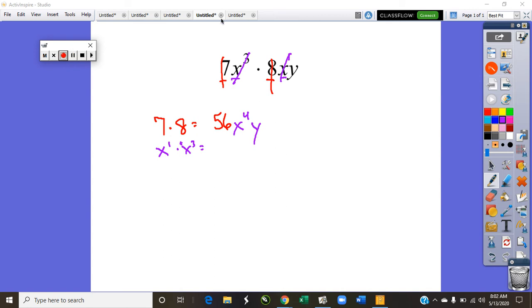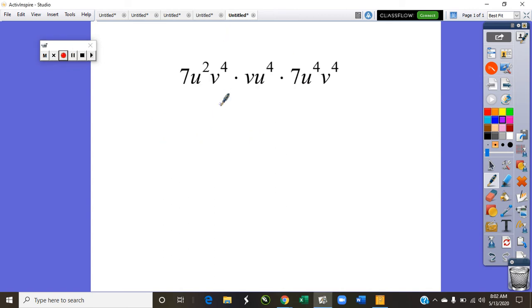Let's take a look at another one. Now, this looks crazy, guys, but it's really not. The first thing I'm going to do is take care of my coefficients. I have a coefficient of 7 here. I don't have a coefficient here, so that means it's basically a 1. And then I have another coefficient here. So I have 7 times 1 times 7. Now, 7 times 1 is 7, times 7 is 49. Now, I've taken care of my coefficients.